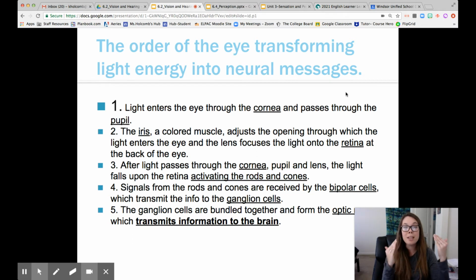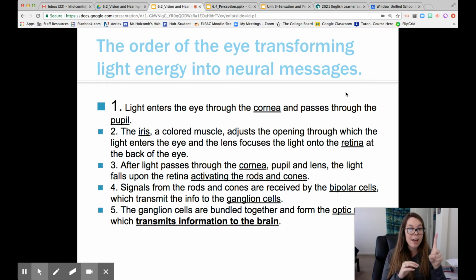Instead of saying transformed or transduced, I always like to say it's the translator, because when we talk about the eye and the ear, there is one vocab within the eye and the ear that are the translators. Remember, our spines only understand neural impulses. So how do we get from what we're seeing from the light into neural impulses? The light enters the eye through the cornea and passes through the pupil. These are all steps of how we turn what we're seeing into neural impulses.